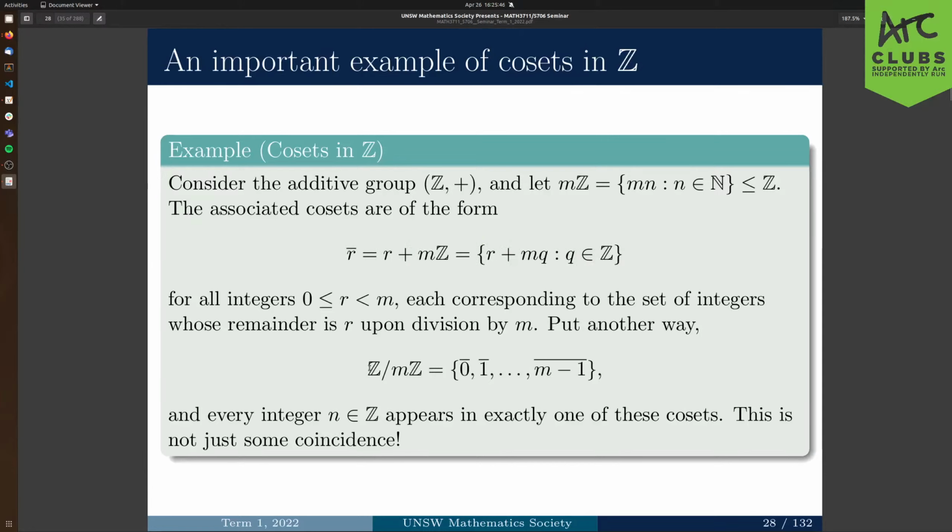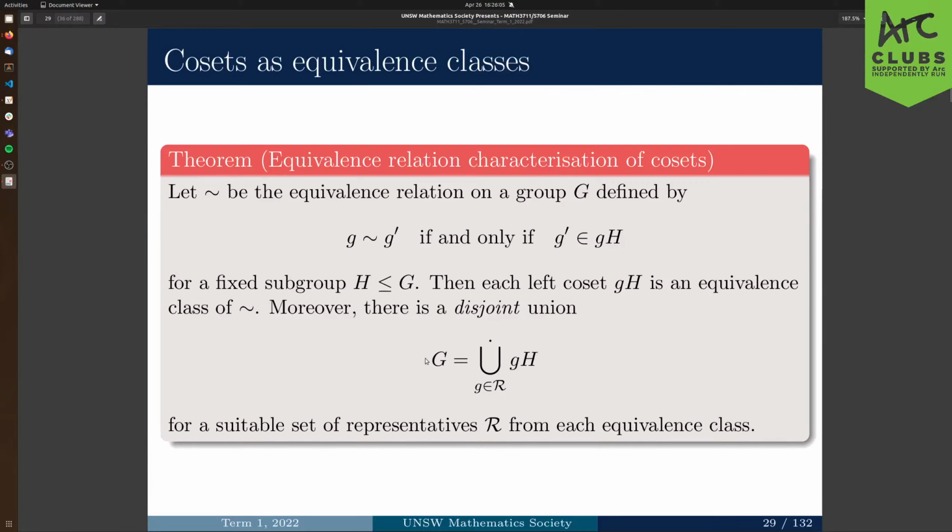Another way to write this is to write a number with a bar over the top. That's another way that we write these. And one thing to note here that you would have seen is that every single integer appears in exactly one of these cosets. And that turns out not to be a coincidence.